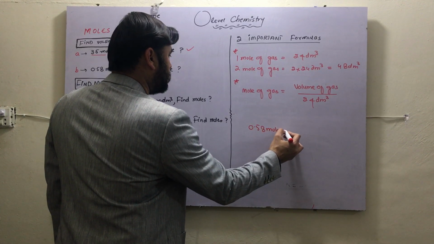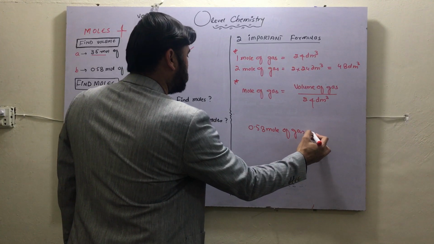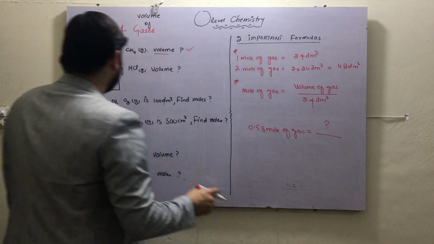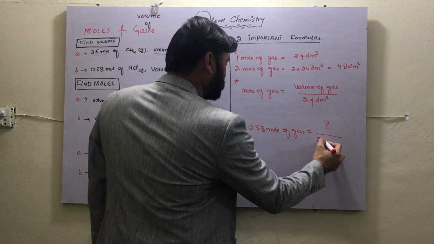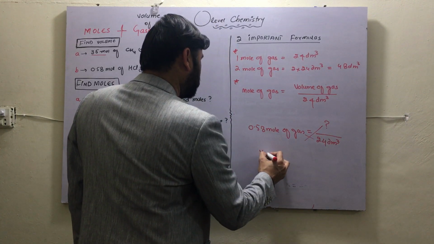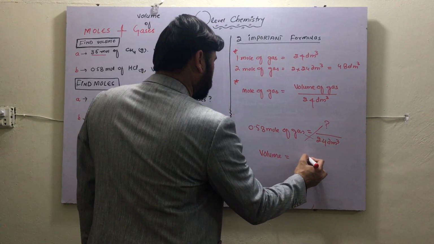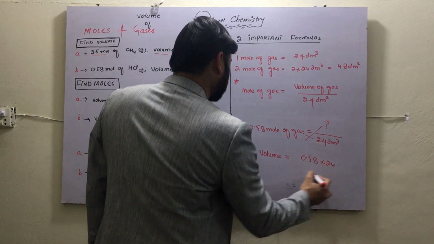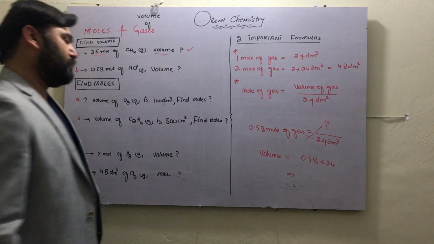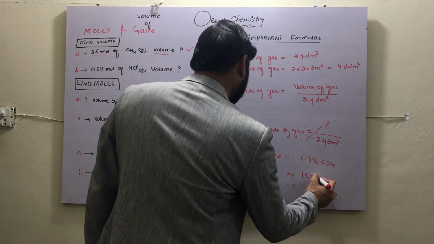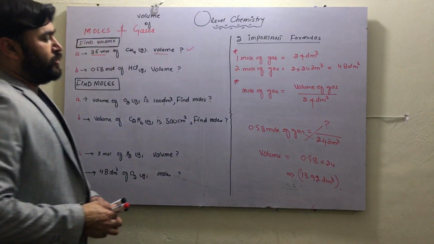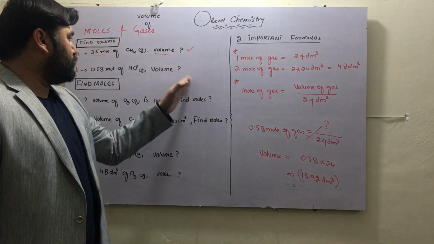In this formula we can put 0.58 mole of gas is equal to, we are going to find the volume, so just put a question mark in it, and 24 dm cube is fixed from the formula. So just cross multiply it, so volume will be 0.58 multiplied by 24. So the answer, roughly 13.92 dm cube, will be your answer. So from this formula we can solve these two questions easily.